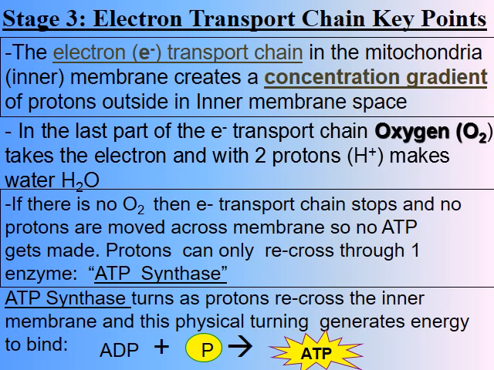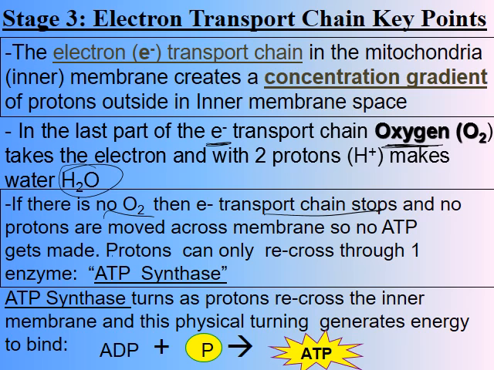The key points, again: the electron transport chain is in the inner mitochondrial membrane. It's what creates the concentration gradient of protons outside of the inner membrane, so that the ATP synthase can work. The last part of the electron transport chain, the last spot the electron goes to, you need to have oxygen. If there is no oxygen, the electron transport chain will plug up. It will stop. And if no electrons are moving, no protons get pumped across. And when you do have oxygen, the oxygen combines with some protons and some of the electrons from the electron transport chain, and you get water. Again, no oxygen, the chain stops.